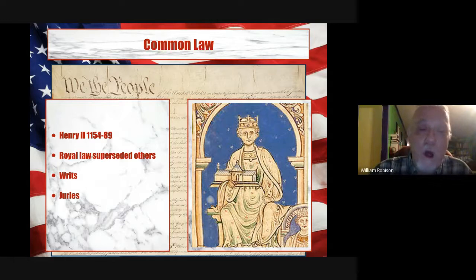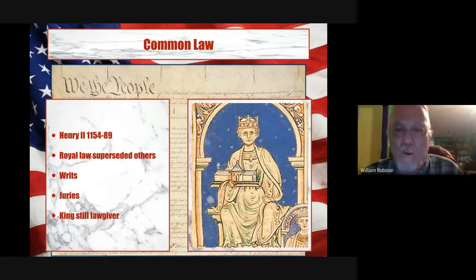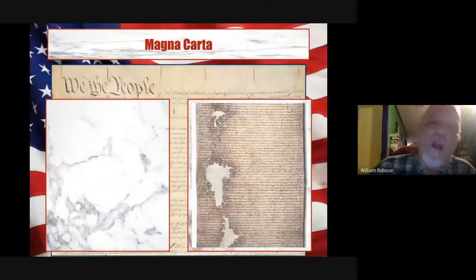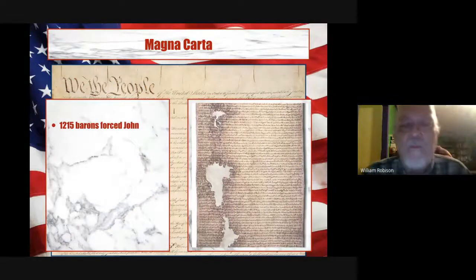and so on. But the king is still the lawgiver at this juncture. He's the one that introduces all these reforms. But that is about to change. Under his youngest son, Henry's youngest son, King John, who's usually the bad guy in all those fictitious Robin Hood movies, something very real happened.